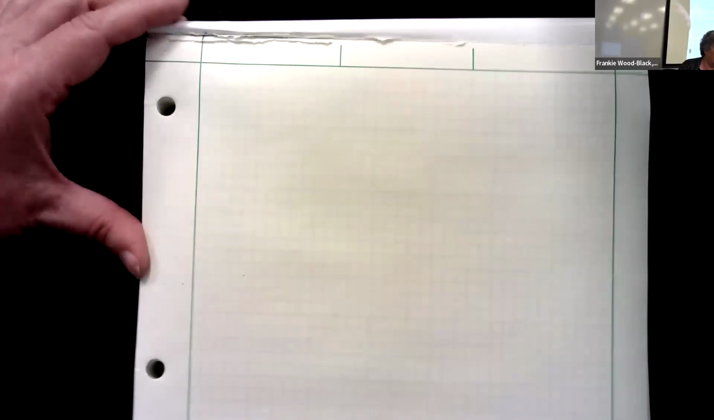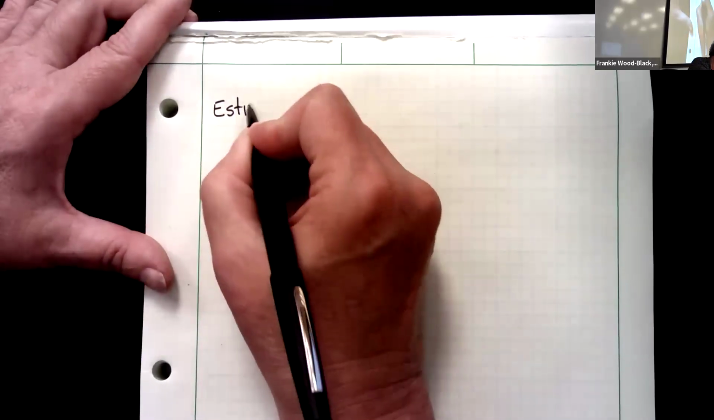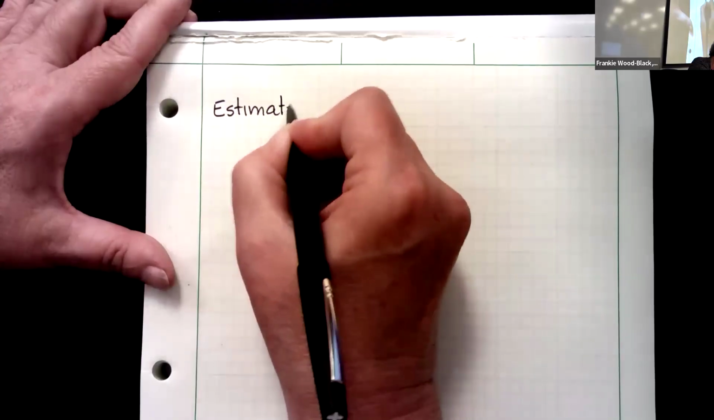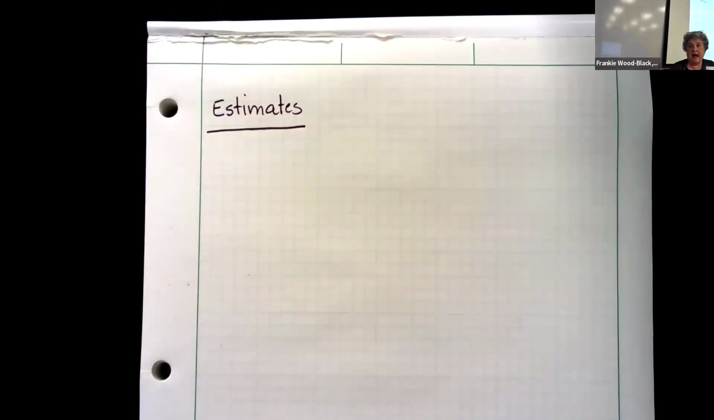So we talked about significant figures. We've talked about unit analysis. We've talked about looking at some of the formats of things. Now let's talk about estimates. And why on earth do we worry about estimates? Estimates are something that we have to do to help us figure out, are we in the right ballpark?